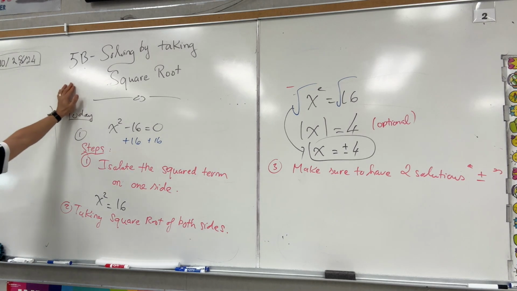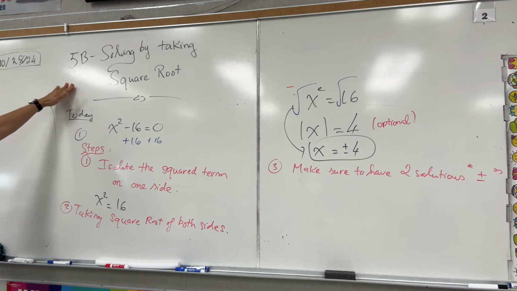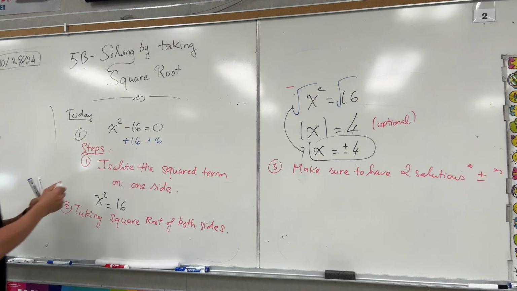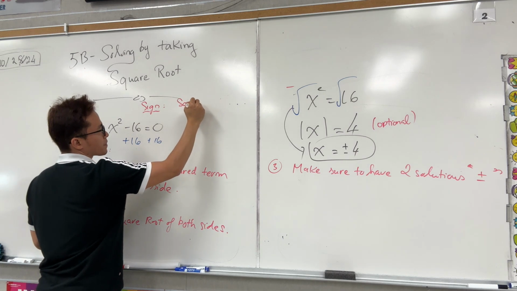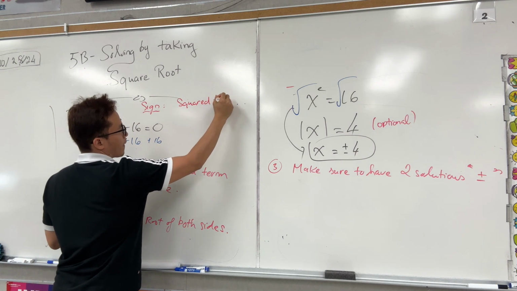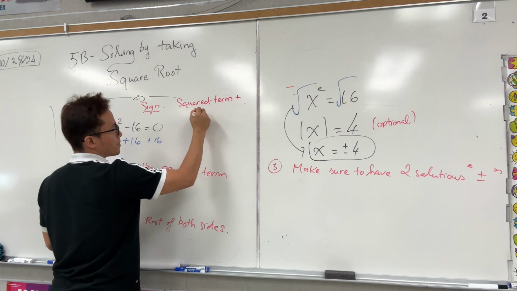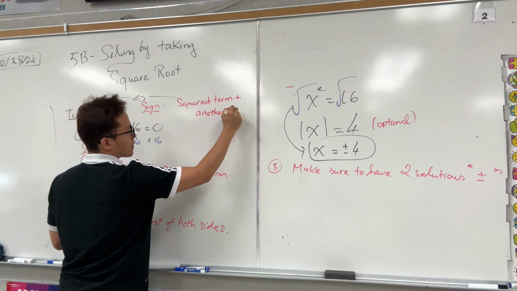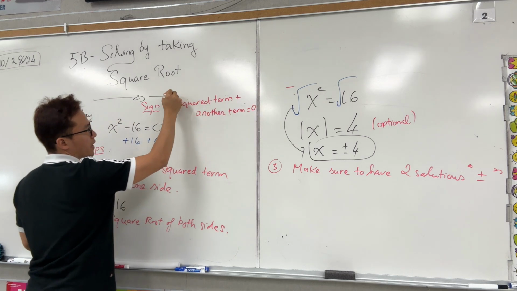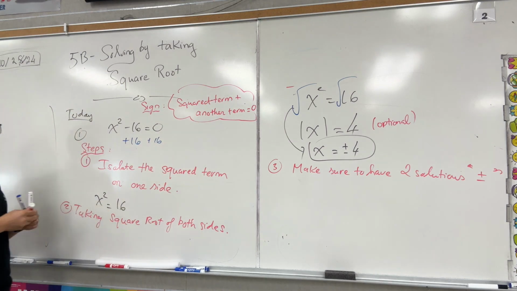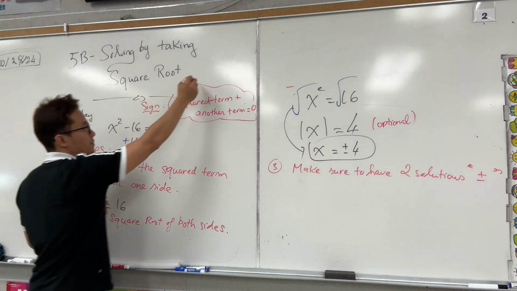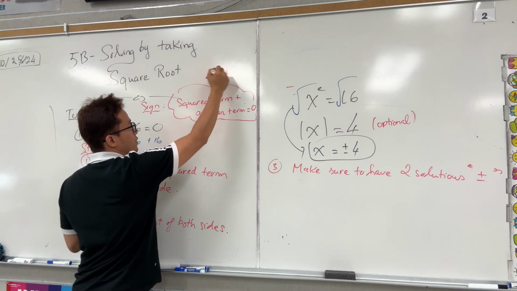Lesson 5B is about solving by taking the square root. When you see two terms, one square term and something else, that is the form: a square term plus another term equal to 0. Eventually you have two terms.